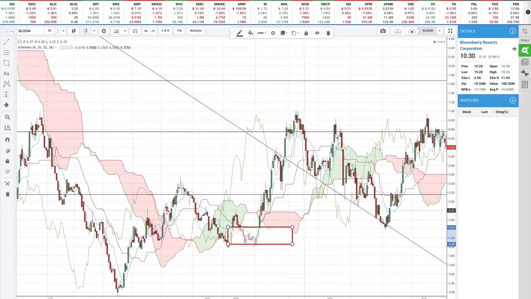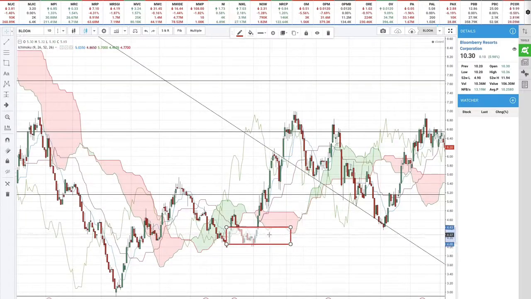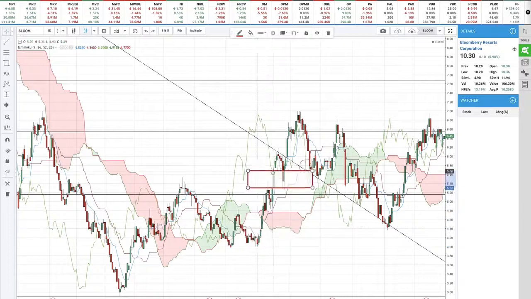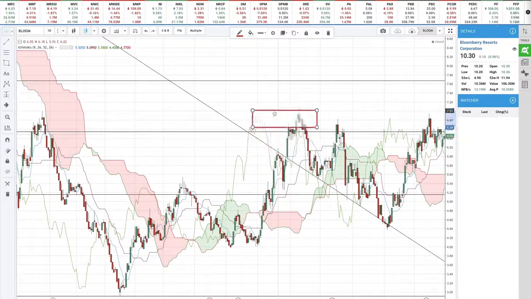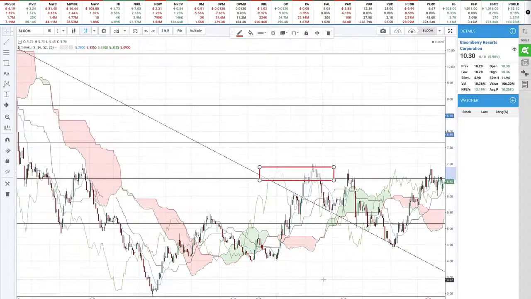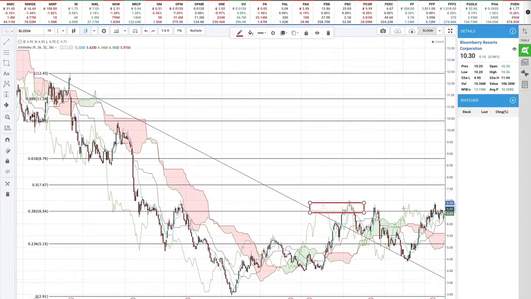So what happened again? Price broke above the Kumo. It seemed to have trended above the Tenkan-sen and Kijun-sen lines, but it again hit resistance at this area. This is the 38.2 Fibonacci level, or Fibonacci resistance.